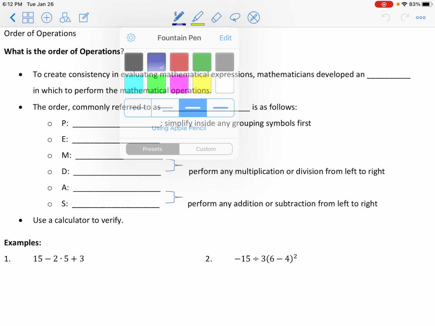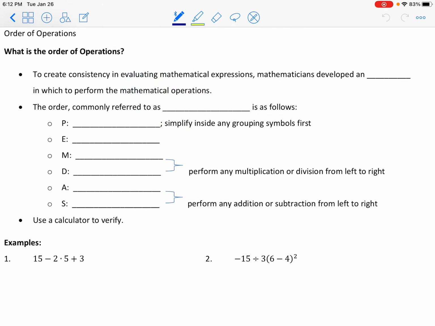So we're going to say here, to create consistency in evaluating mathematical expressions, mathematicians developed an order in which to perform these mathematical operations. So the order, which we commonly refer to as PEMDAS, some of you may remember, Please Excuse My Dear Aunt Sally, to go along with that acronym, PEMDAS, basically helps us remember the order in which we perform our mathematical operations.